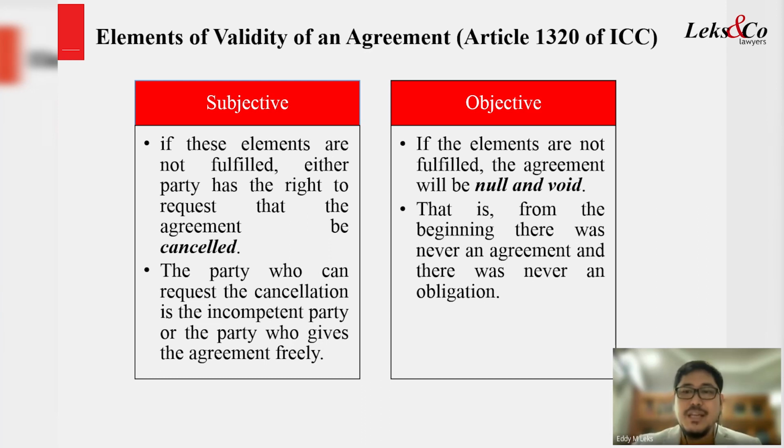That is, from the beginning, there was never an agreement and there was never an obligation. So you understand, the cancellation happens at the time it is cancelled. The previous events are acknowledged as having happened, right? But when you are saying this is null and void, it is as if it never arose. It's never been born at all, right?